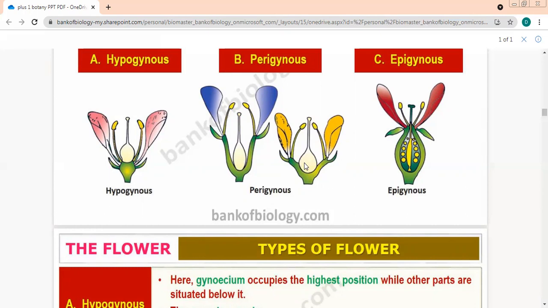Perigynous. This is very clear. The ovary is at the bottom, all other parts of the flower are above the ovary. Such kind of an ovary is known as inferior ovary. Very good. And the flowers are known as epigynous. Okay, beta, these are known as epigynous flowers. Good.